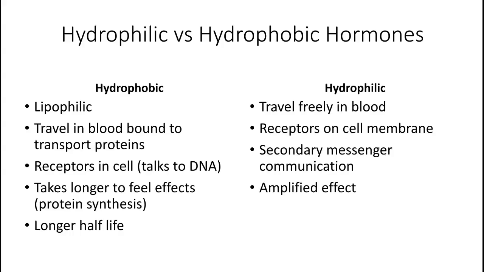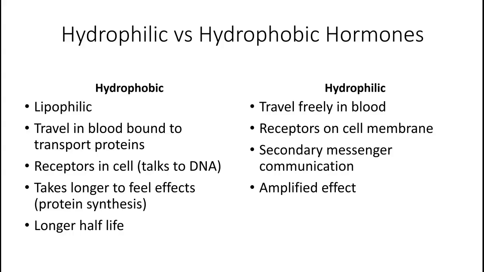Now, I'm not going to hold you to knowing that G protein cascade that we saw in class, but you should know that hydrophilic hormones communicate with the cell by way of that secondary messenger system. So that primary messenger is the hormone that binds to the receptor. Then we kick off this whole cascade of reactions, and that finally gets that message into the cell. Because of that, we can have an amplified effect.